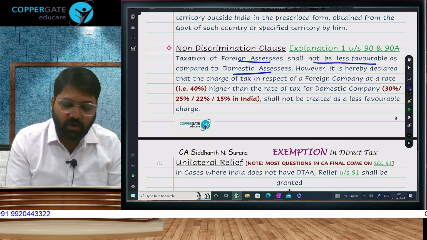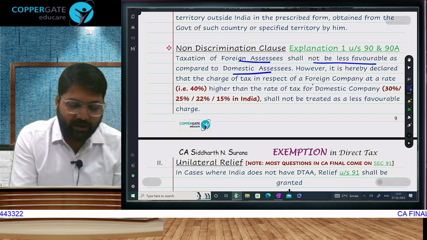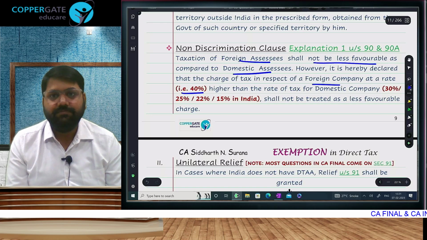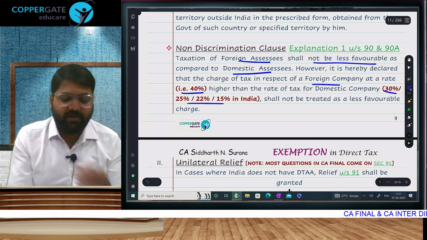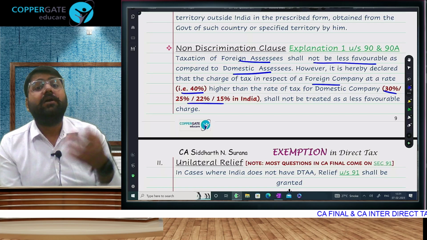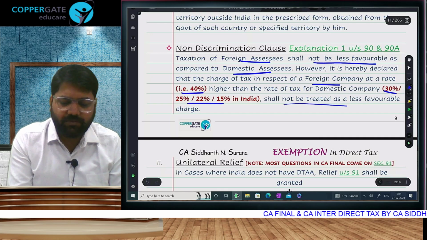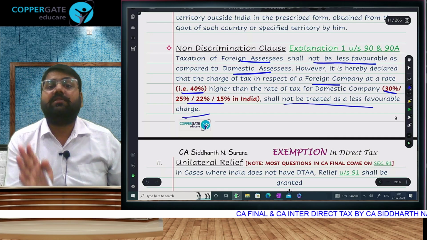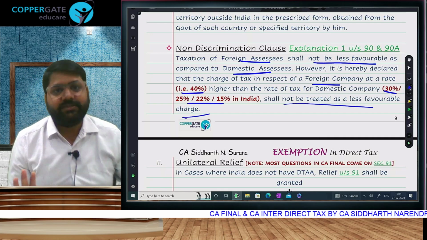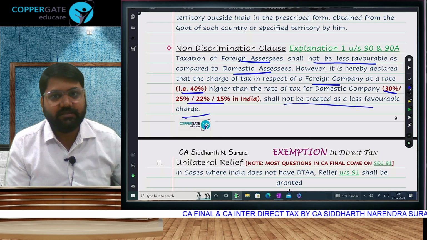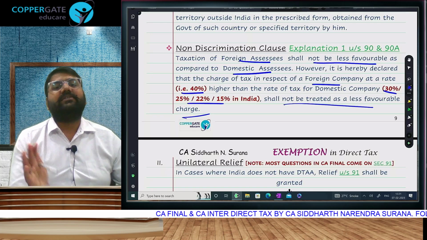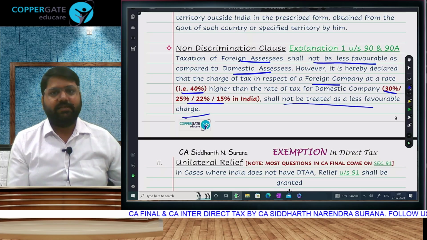However, this is not applicable to a foreign company. The foreign company is also taxed at 40%, which is of course higher than the domestic company's rate. In India the income tax rate is 30-25. In the new regime it is 20 to 15. We will see it in the MAT chapter. This will not be covered under non-discrimination. In other words, against a foreign company we are allowed to discriminate. We can take higher tax. For non-corporate assessees, we will not create any discrimination.